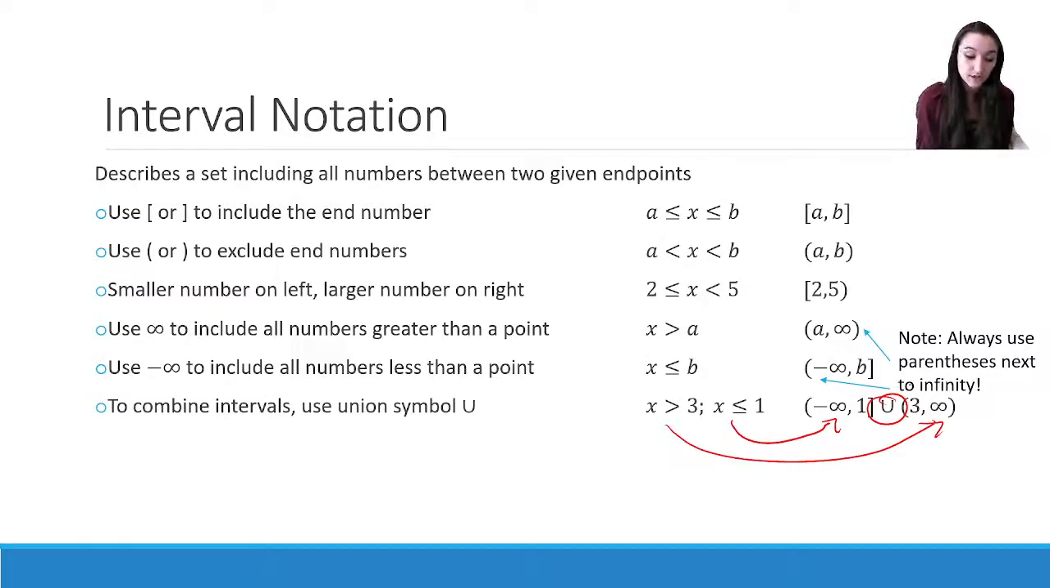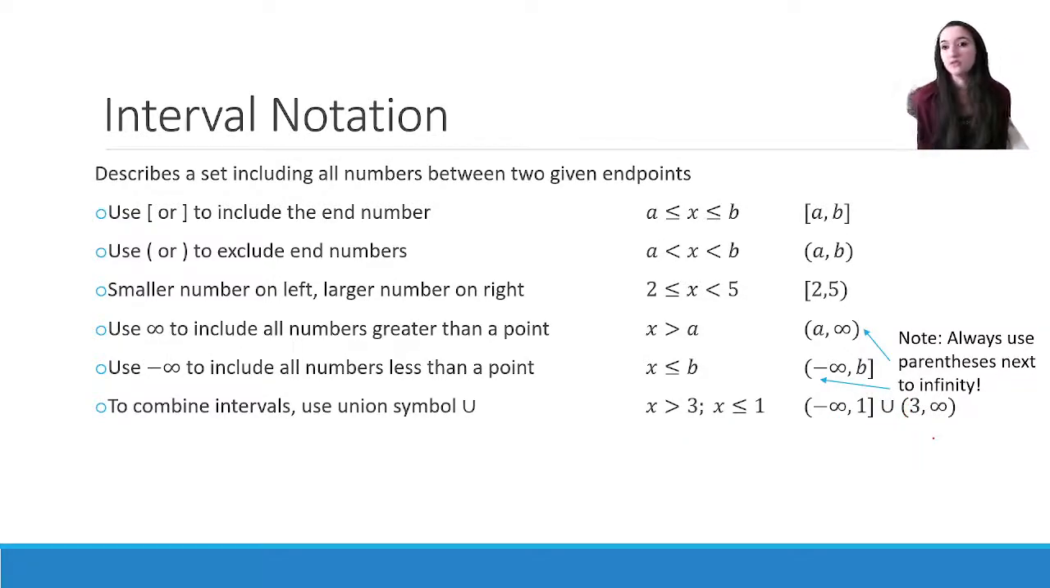If you don't write the union symbol, or you write a comma between them, what you're doing is listing intervals, you're not combining them, so technically it is incorrect. Will I mark it wrong? It depends. On the final exam, it would definitely be marked wrong, but sometimes I'll be nice on labs, etc. But generally, you want to remember to use that union symbol.